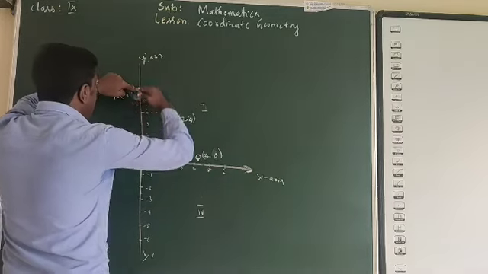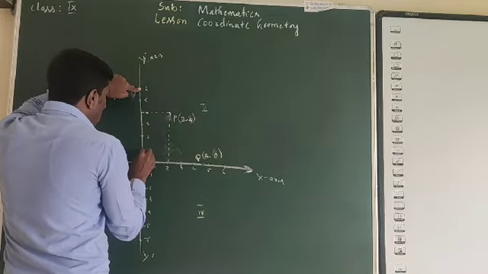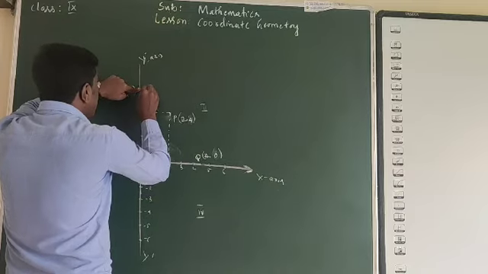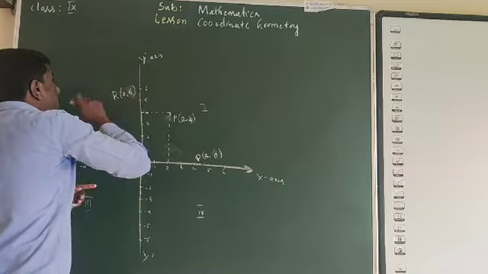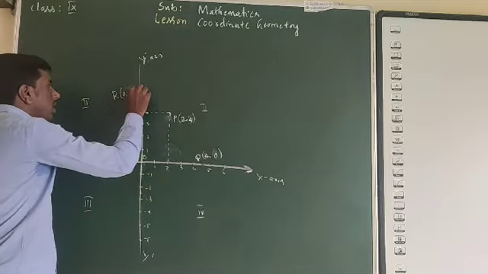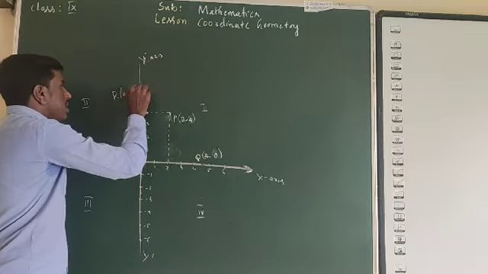x-axis. So what is the perpendicular distance from the x-axis? 1, 2, 3, 4, 5, 6. So 0, 6 will be the representation of this point.